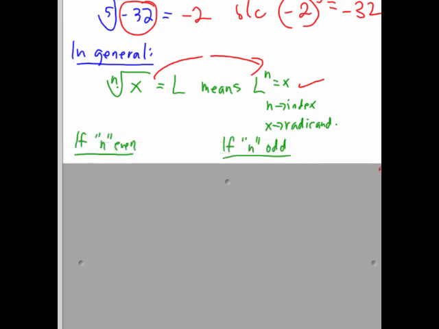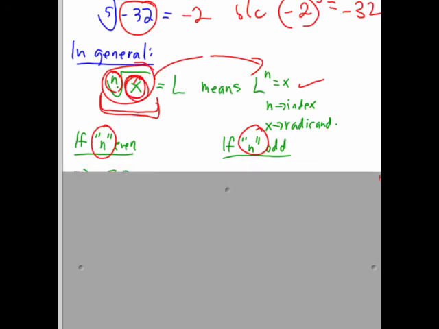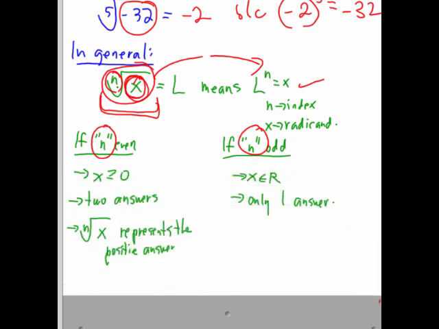Now, whether or not this is possible is dependent upon whether the index is even or odd. If the index is odd, as in our examples above with cube roots and fifth roots, you'll notice that we were always able to get an answer whether the radicand was positive or negative. But when the index was even, as in the case of square roots and fourth roots, we were only able to get an answer if the radicand was 0 or larger. So I can summarize my results as you see below.